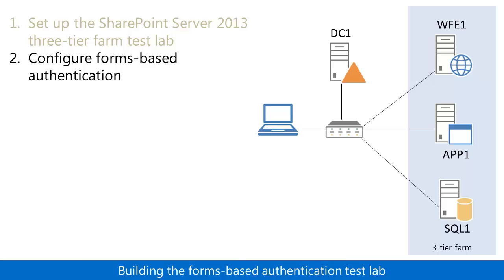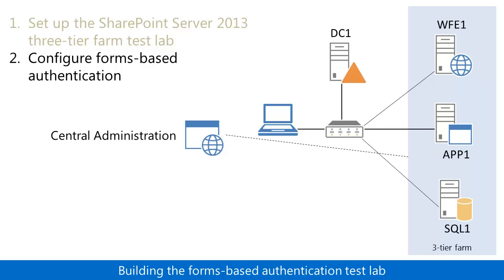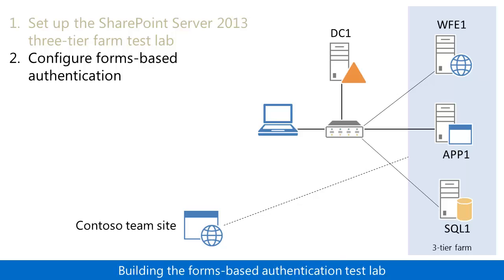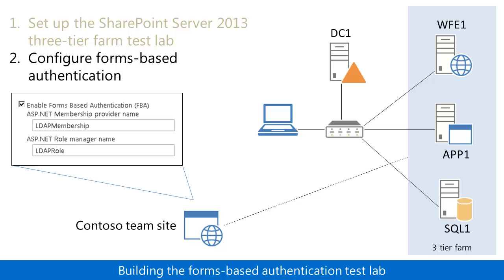WFE1, the front-end web server. In step 2, you configure forms-based authentication by modifying settings in a set of web.config files that correspond to the central administration web application, the security token service website, and the web application corresponding to the Contoso team site. In each case, you modify the web.config file to add a new membership provider and role manager corresponding to the built-in LDAP provider for the corp.contoso.com domain. You then modify the authentication settings for the web application corresponding to the Contoso team site, enabling forms-based authentication and specifying the name of the membership provider and role manager that was added to the web.config files.